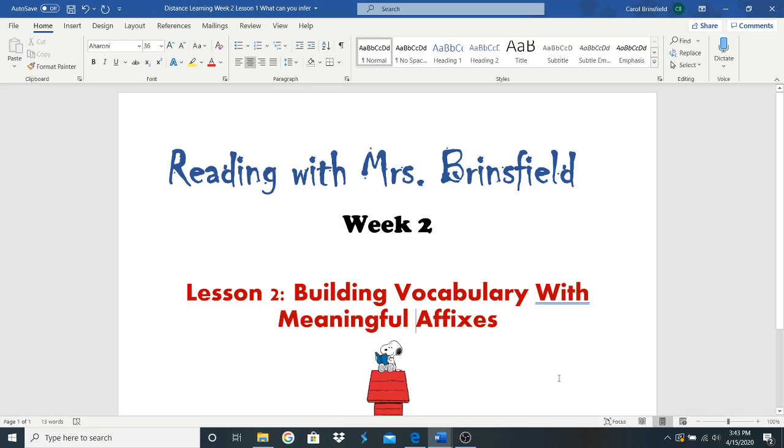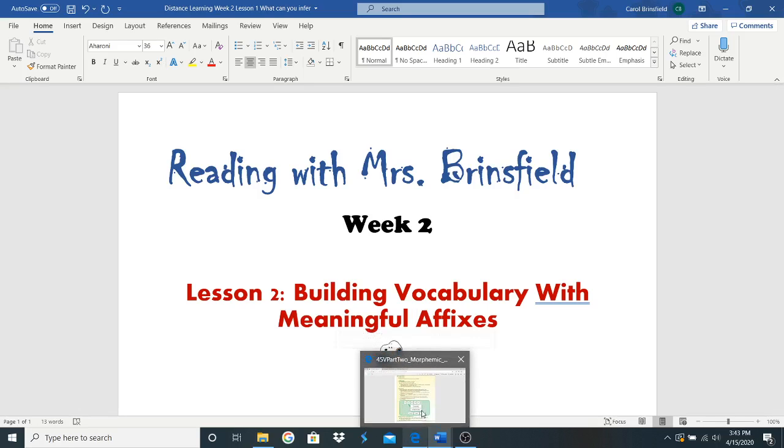Week 2, Lesson 2, Building Vocabulary with Meaningful Affixes. Now, you're probably not familiar with the term affixes, but you are familiar with prefixes and suffixes. Affix is just another way to talk about both prefixes and suffixes. So it's something you already knew about. You just weren't familiar with that term, probably.